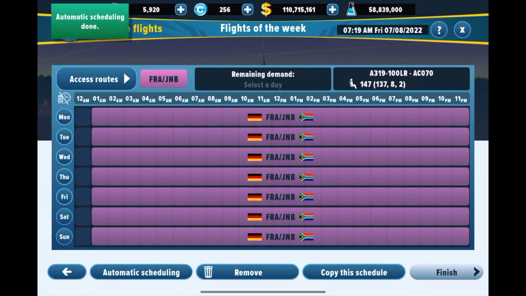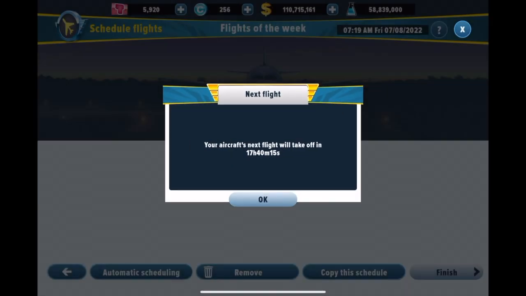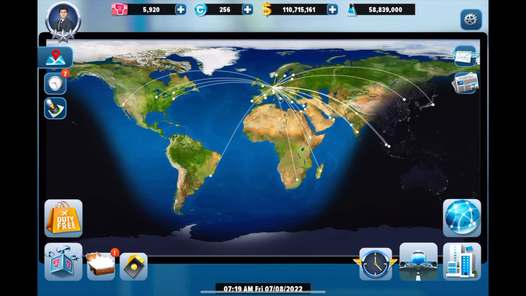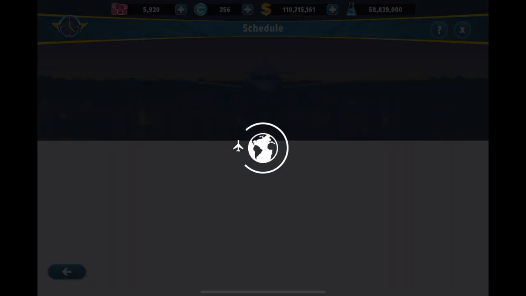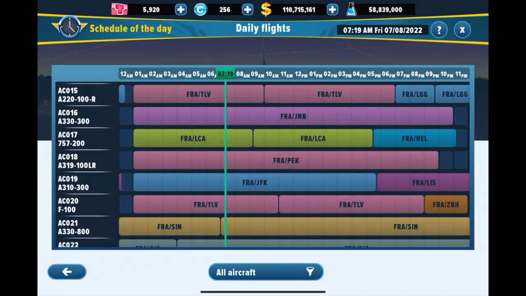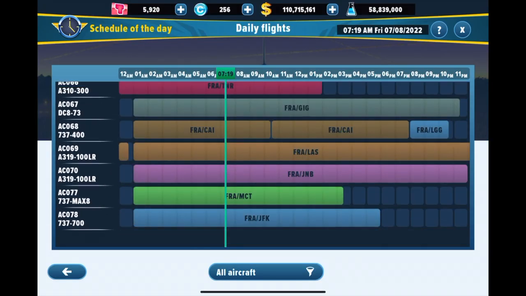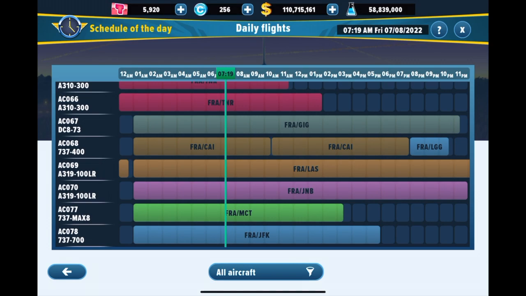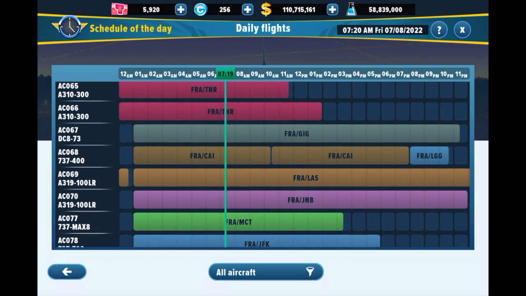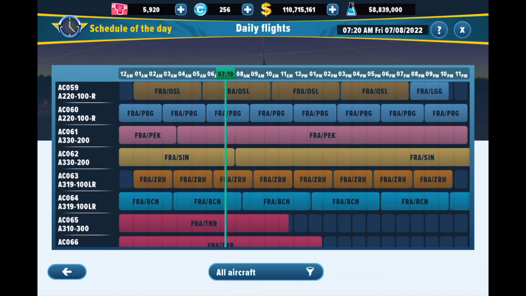Okay, this one is also full. I don't need to worry about the residual schedule. Yeah. Now if we take a look at the schedule of the day for the last few aircrafts, 69 and 70 are almost full. For 77, 78, there is still some residual demand, and even for 65 and 66.